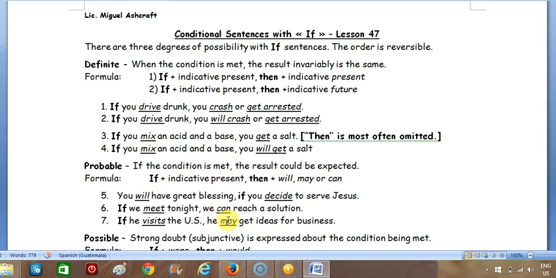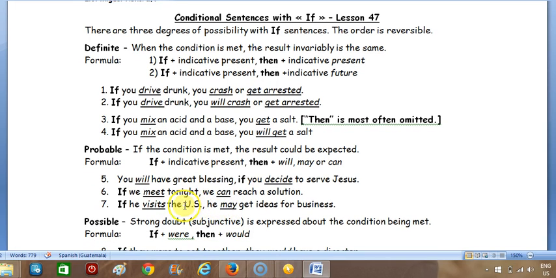So may is, like number 6, we could translate, si nos reunimos hoy en la noche, podemos alcanzar una solución. So lo traduciríamos podemos. Y aquí, si él visita los Estados Unidos, podría conseguir ideas para negocio. So de eso se va a traducir podemos y eso se va a traducir podría para reflejar el grado de probabilidad menor. Alright, let's look at the possible.